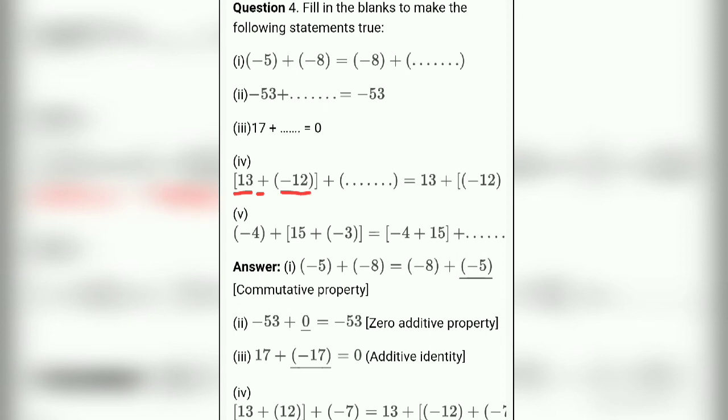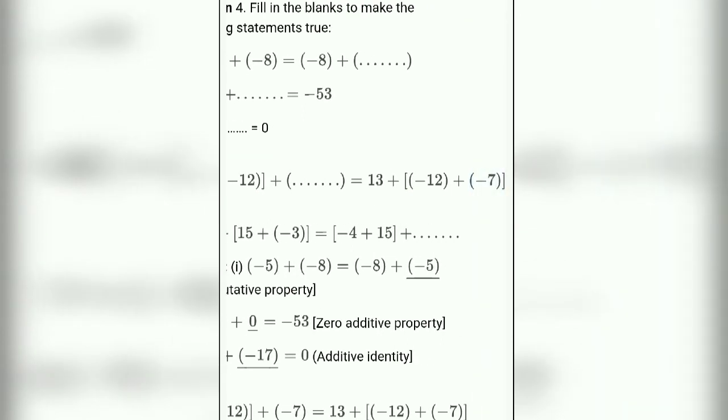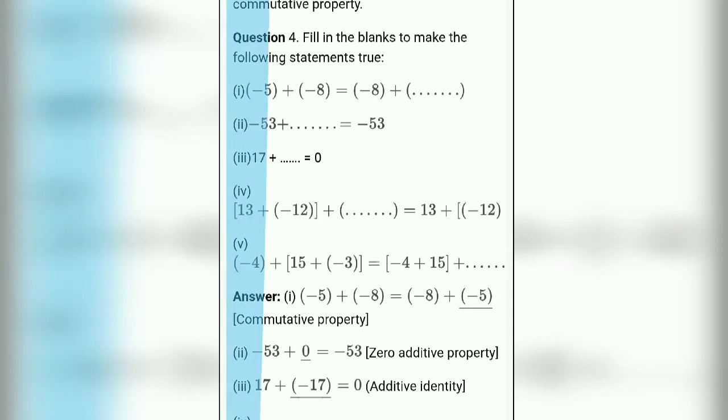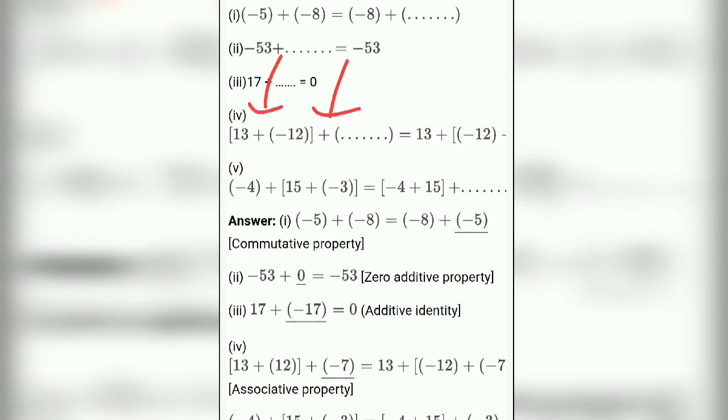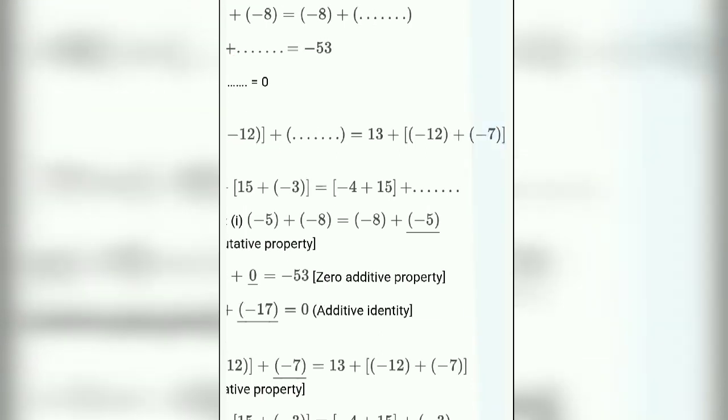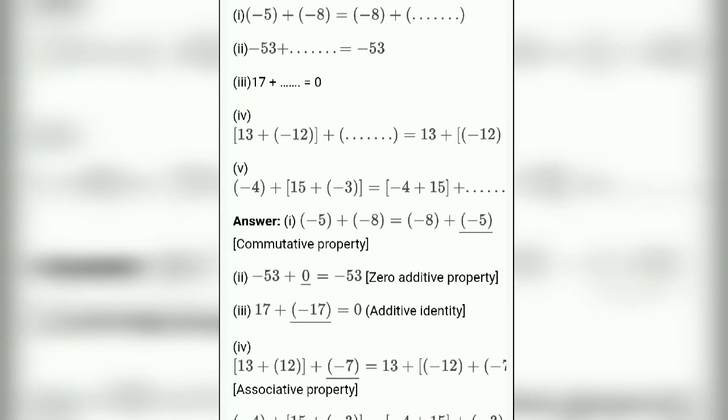13 plus minus 12 plus blank is equal to 13 plus minus 12 and plus minus 7. Here 3 numbers are present on the left hand side and 3 numbers on the right hand side. In between, the plus sign is there on both sides. Here the bracket is given to the first two numbers, and here the bracket is given to the last two numbers. If you remember the property, this is the associative property.